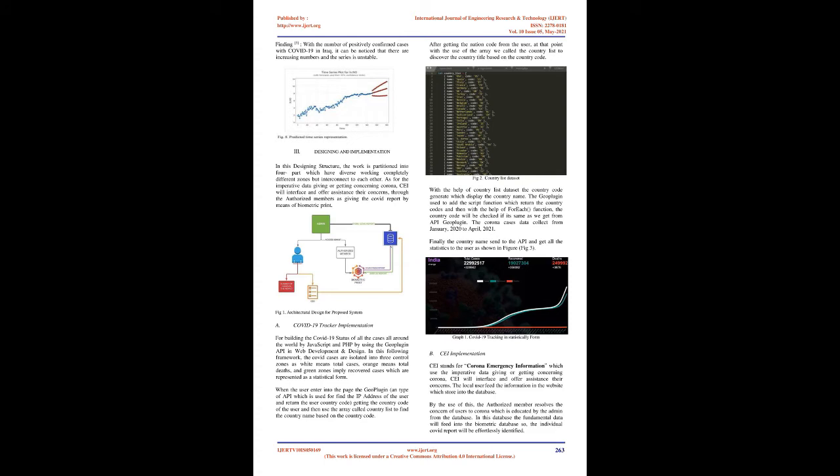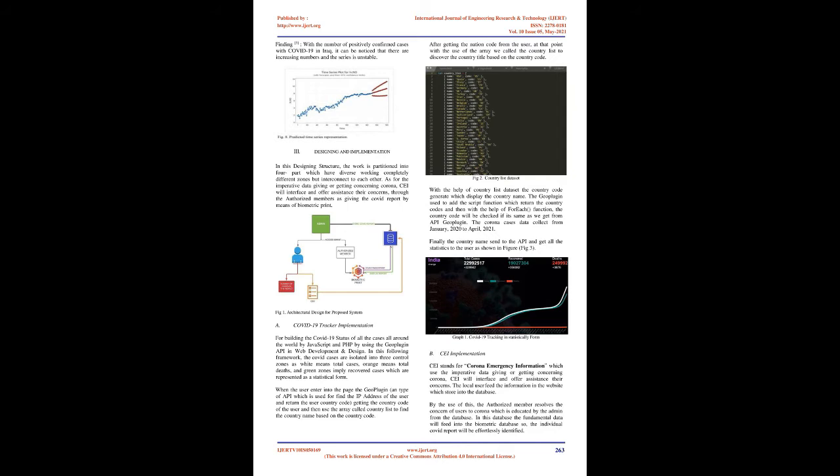In paper 3, the Box-Jenkins model is an autoregressive integrated moving average, ARIMA, model and is the foremost common time series prediction model. ARIMA is the numerical guideline of estimating to anticipate the number of future infections depending on existing numbers. Finding 3. With the number of positively confirmed cases with COVID-19 in Iraq, it can be noticed that there are increasing numbers and the series is unstable.